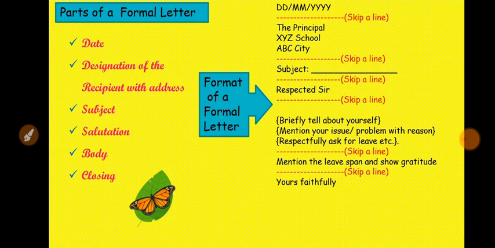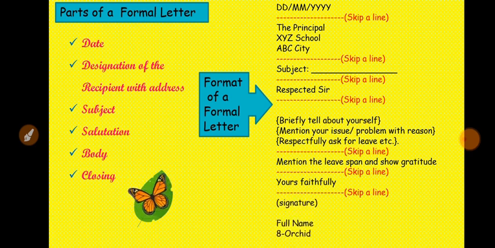Now you're coming to the closing format of the letter. Yours faithfully, again skip a line, your signature, then skip a line again, then your full name, then your class and section, 8 ORCID, right? So this is the format of a formal letter along with the body. Now if you see this part, it is the body of the letter, right? So it also has 2 parts if you see. Fine, so let's move on. I hope it's clear to you now.